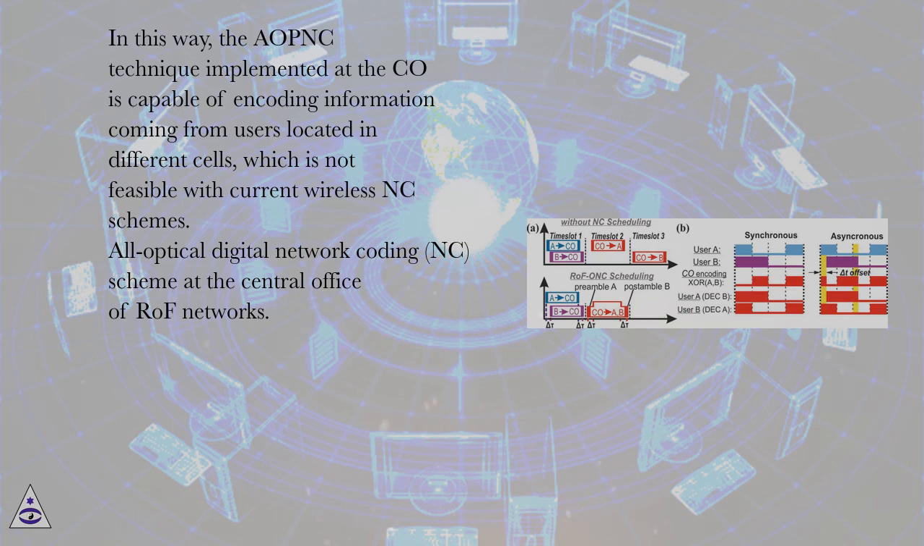In this way, the OPIC technique implemented at the CO is capable of encoding information coming from users located in different cells, which is not feasible with current wireless NC schemes. All-optical digital network coding, NC, scheme at the central office of ROF networks.